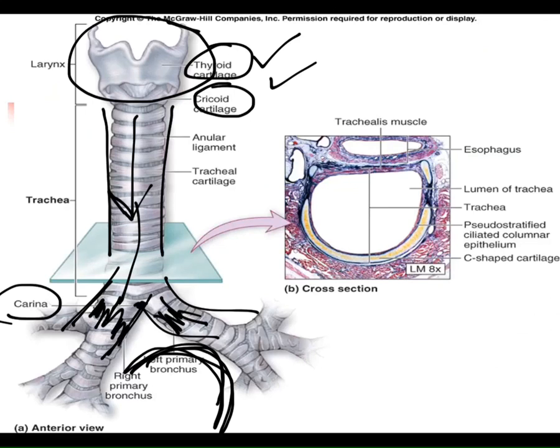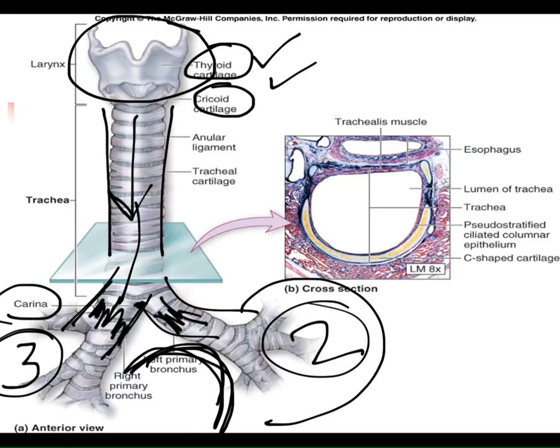Then the secondary bronchi are the branches off from it. And there are as many secondary bronchi as there are lobes. So on the left-hand side, there are only 2 lobes. On the right-hand side, there are 3 lobes. And so there's only going to be 2 or 3 secondary bronchi, respectively.